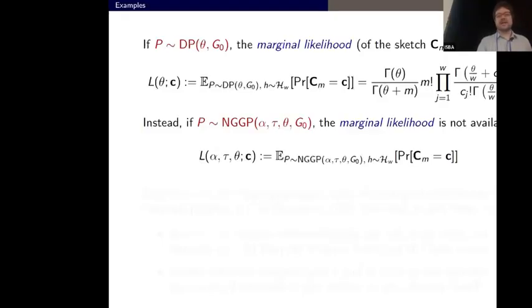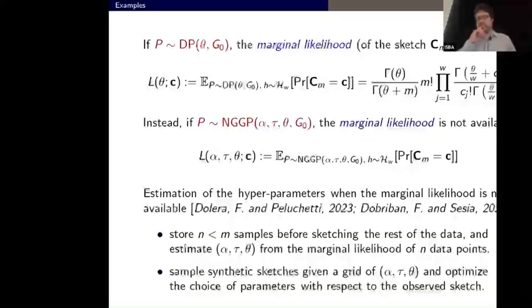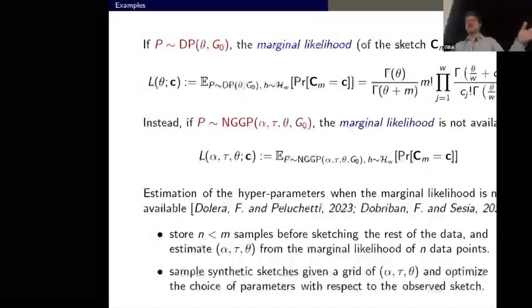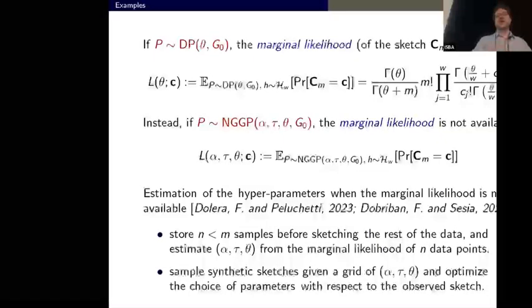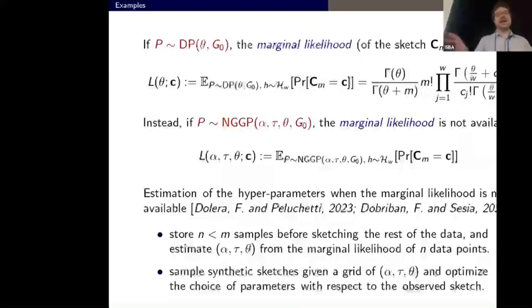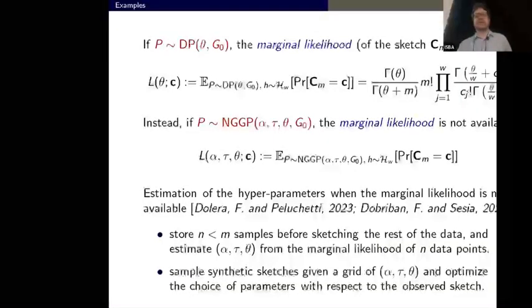But we can do something that I used in some works on conformal prediction. Here M is very large, so we can maybe take a little bit of data without sketching them and use that to estimate the parameter. Alternatively, we can do some kind of simulation-based approach: create a synthetic sketch data set and try to optimize the parameters by minimizing some distance between the observed and the synthetic data. But if we go away from the Dirichlet process, it's not simple.